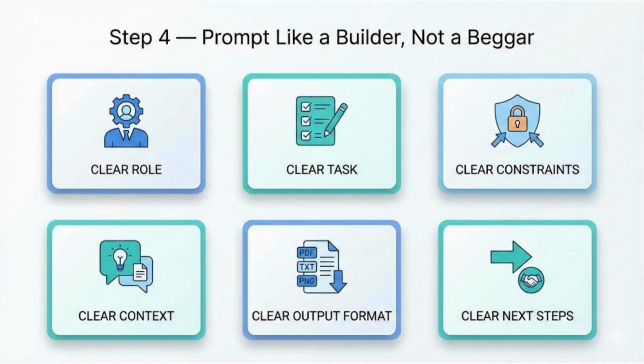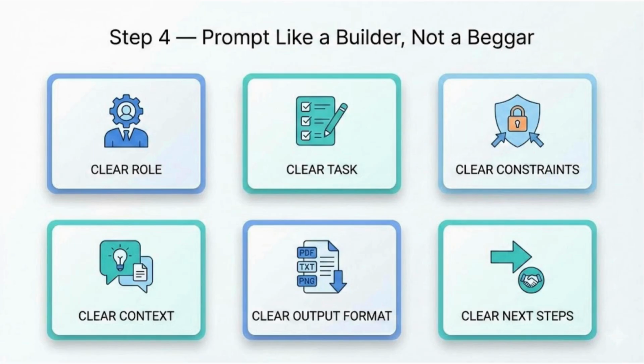Number 1, a clear role. Tell the AI who it should act as, a senior developer, a UX designer. When you assign a role, the AI switches into the right mindset immediately. Number 2, have a clear task. Explain exactly what you want it to do, not "fix my app," but "optimize the login flow" or "generate the database schema for these features." The clearer the task, the cleaner the output.